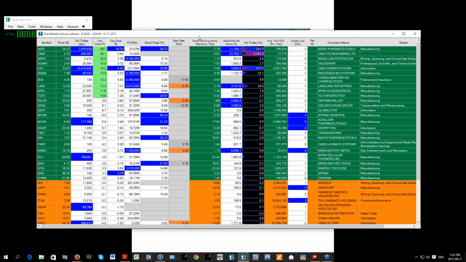So this is a great way just to find maybe three or four or five stocks to concentrate on, especially when the market opens. Now, this one happens to be from last Thursday. I decided to freeze it, and you can see it's on September 17th, last Thursday.